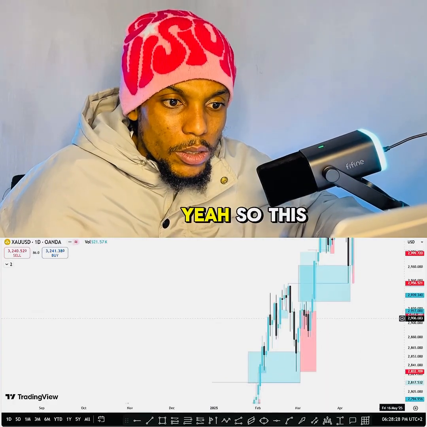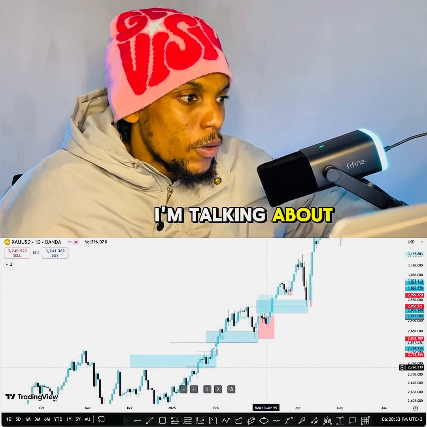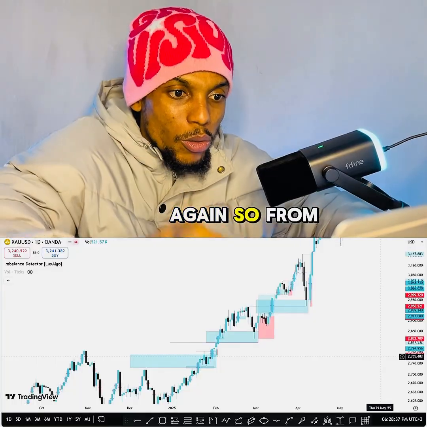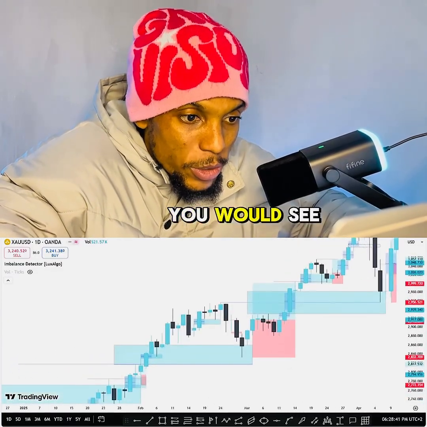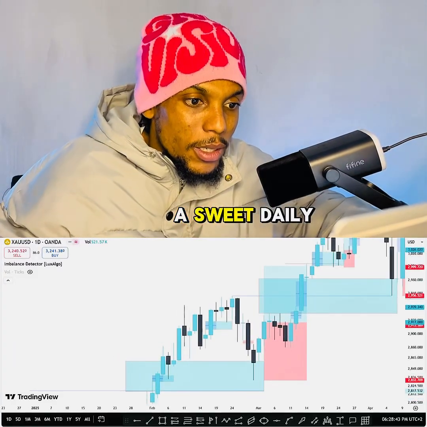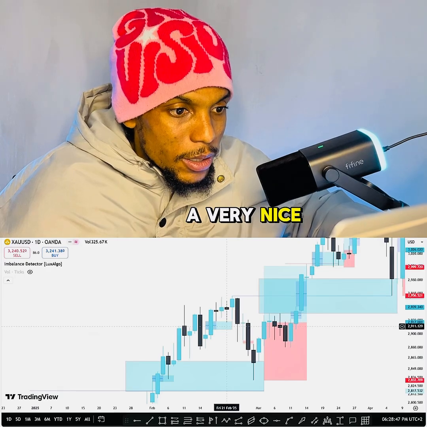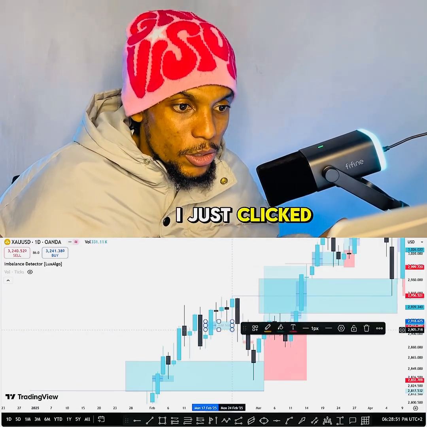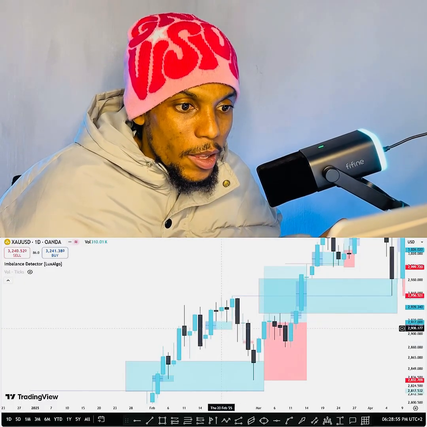Yeah. So this is that example I'm talking about. I'm going to put out my indicator again. So from here, you would see that this is a sweet daily time frame fair value gap, a very nice daily time frame fair value gap here that I just clicked on. You see, this is a daily time frame fair value gap, right?